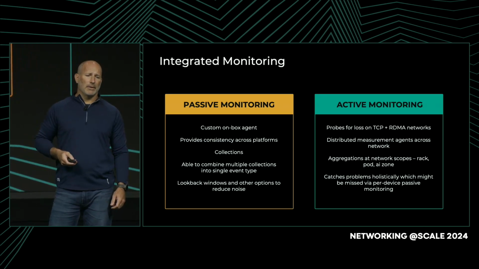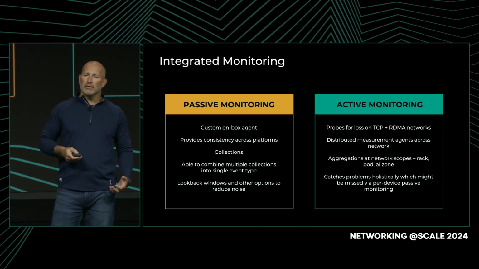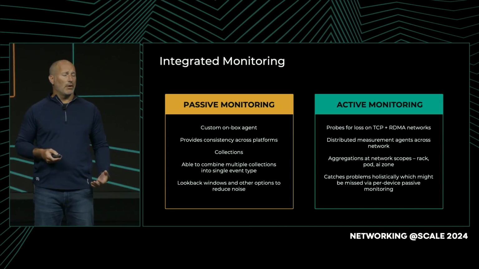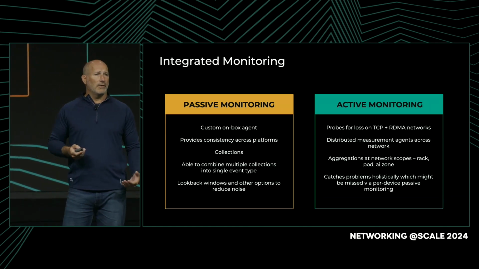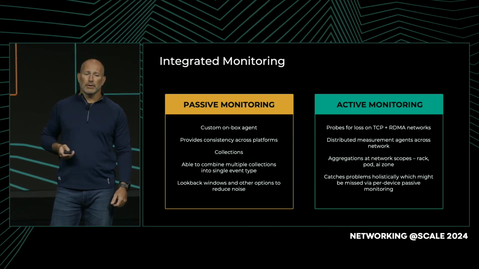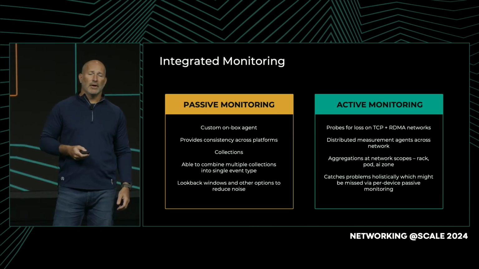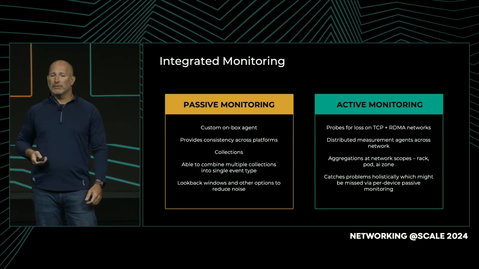The second part of integrated monitoring is active monitoring. And for this, we need to establish a clear and constant baseline of packet loss and latency across our network. We do this via distributed measurement agents across both our TCP and RDMA networks. And these allow us to do loss and latency aggregation across network scopes like rack, pod, and AI zone. We look at this as a wide lens view of network health because it gives us a view into problems that potentially you don't see on a per device basis.